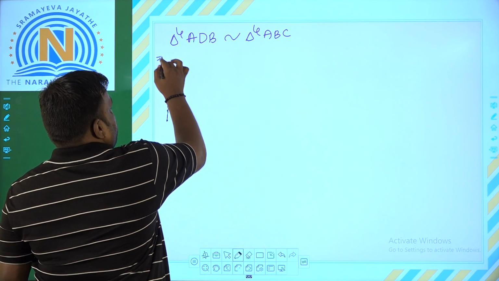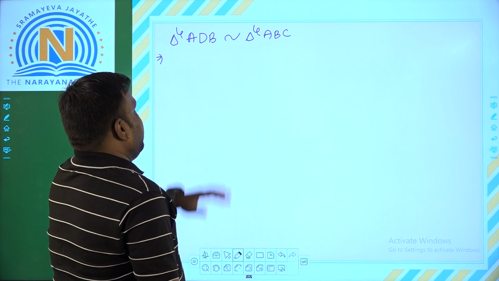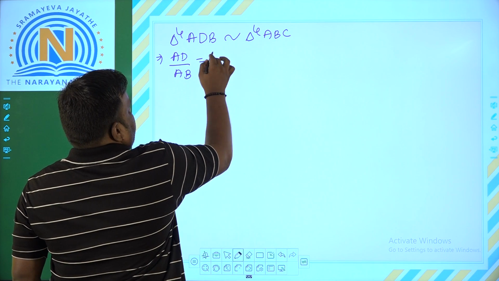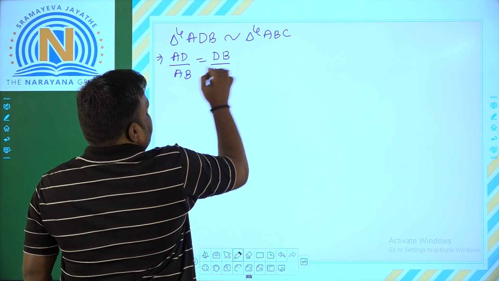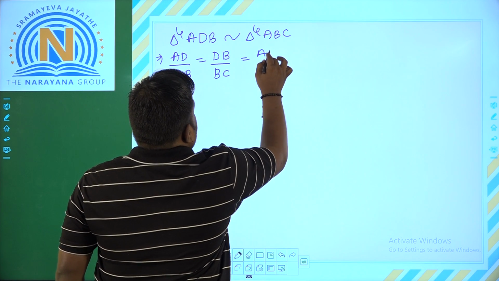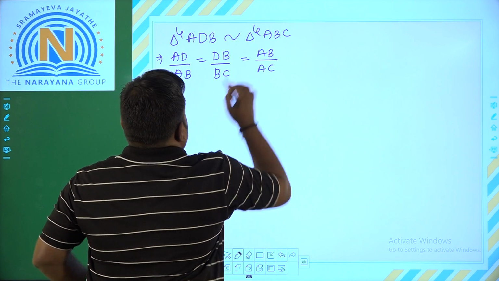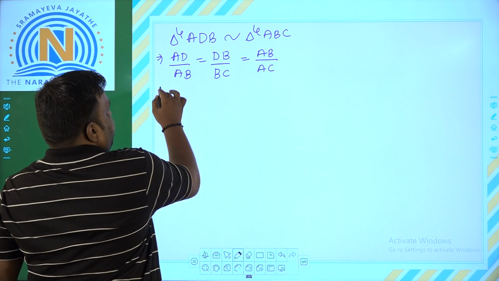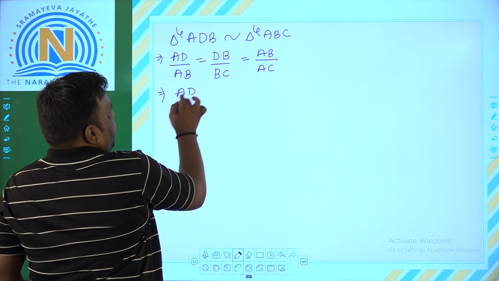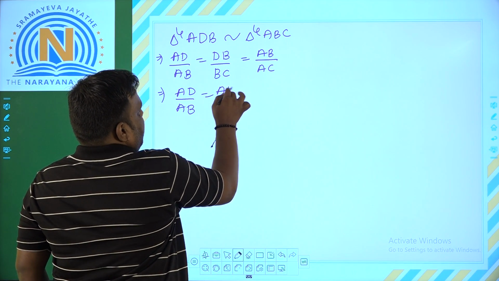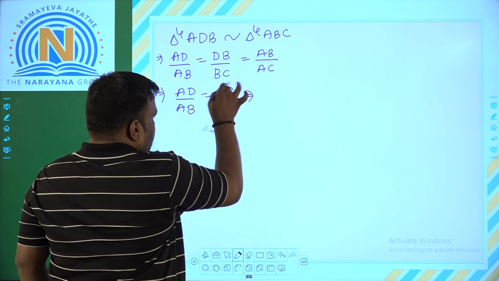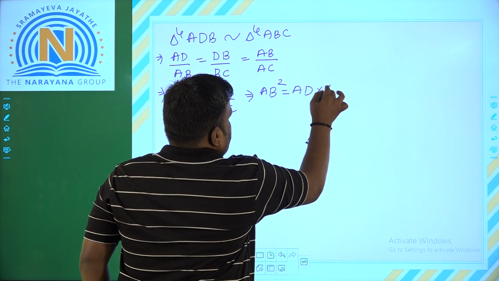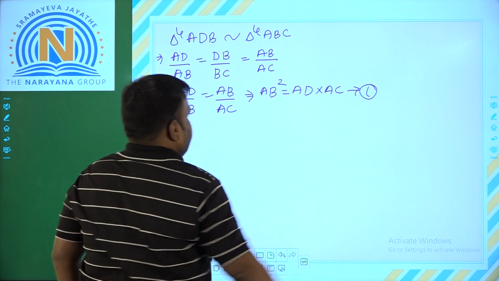Okay, so according to this, when they are similar, the angles are obviously equal and the ratios of the sides are proportional. So in that case, AD by AB is equal to DB by BC is equal to AB by AC. Now here, take the first and last one. AD by AB is equal to AB by AC. So, on cross multiplication, I will be left with AB square is equal to AD into AC. Let us name this as first equation.